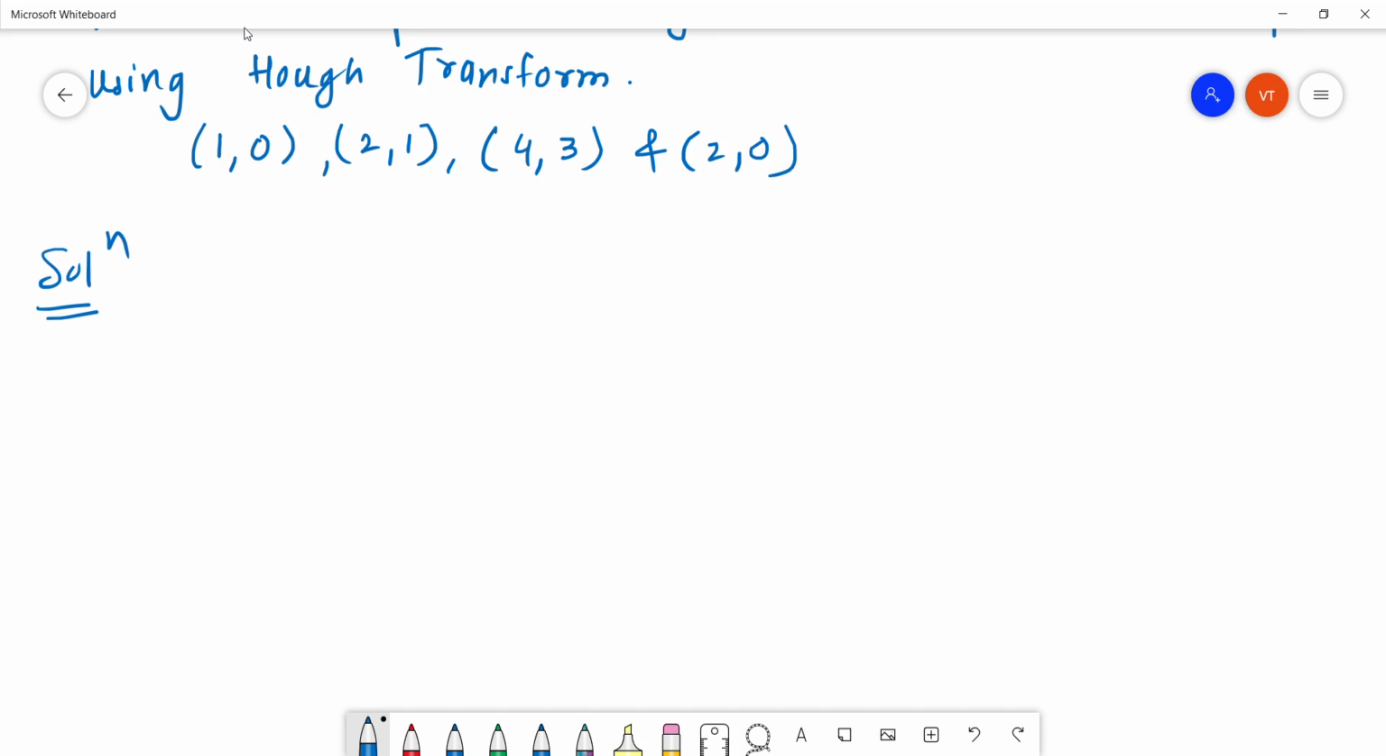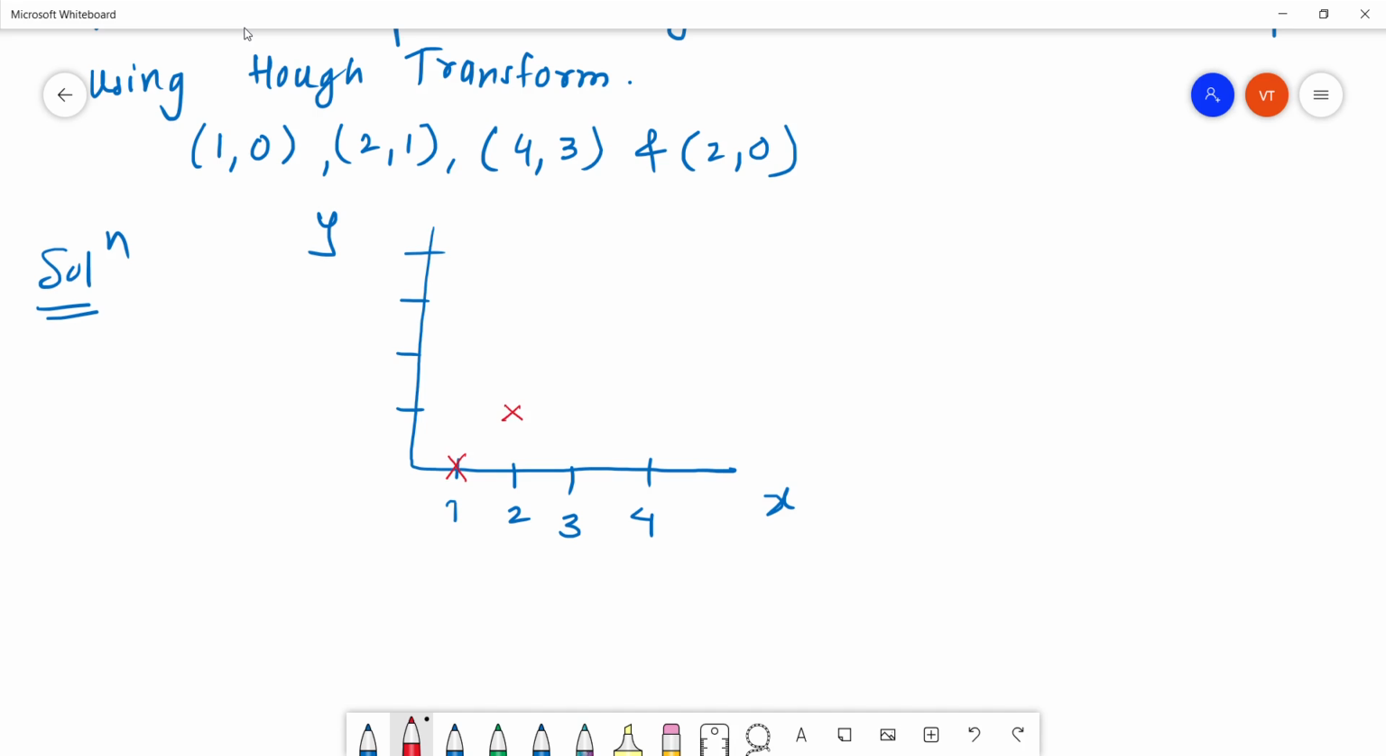The solution to this: the first thing is you have to plot these points. On the y and x axes, mark 1, 2, 3, 4 and 1, 2, 3, 4. So the first point is what? 1, 0. The second point is 2 comma 1, somewhere here.